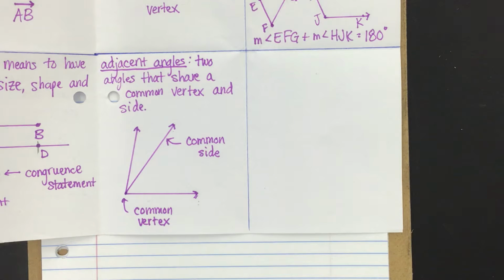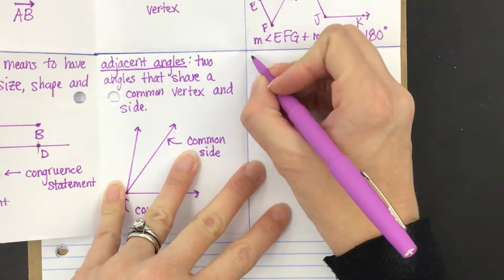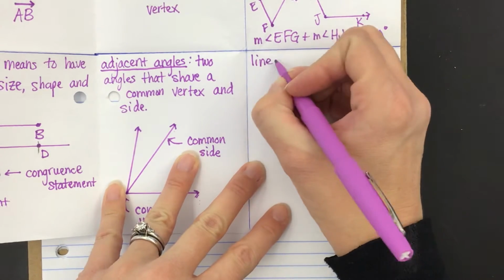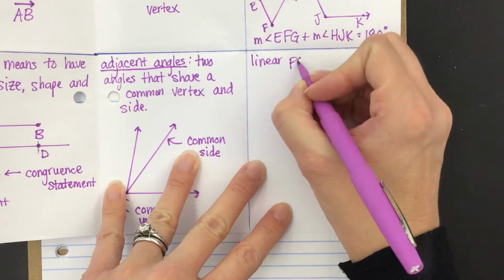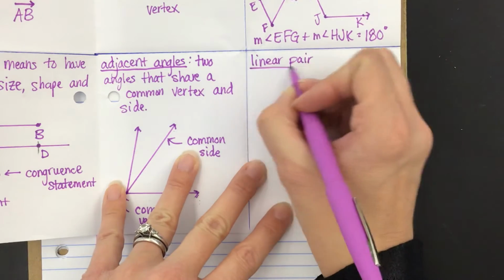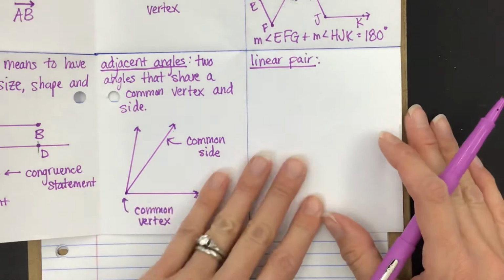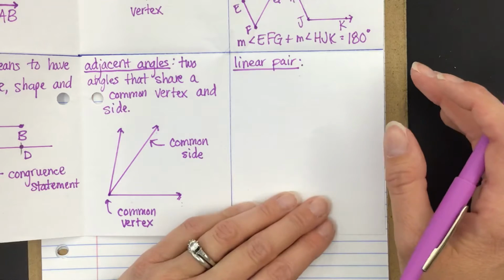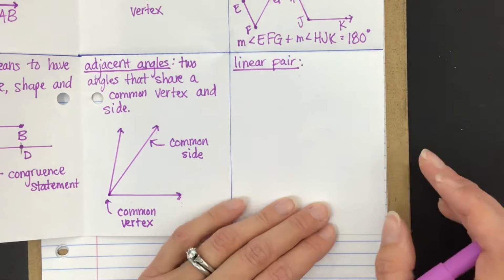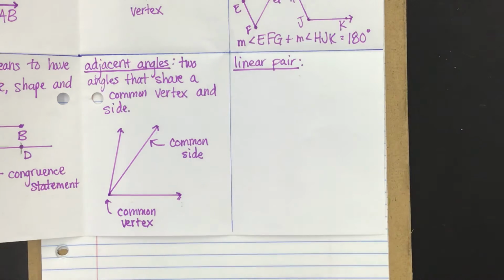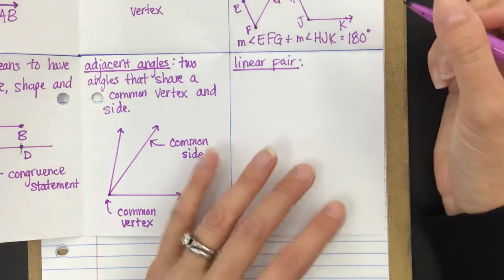Now, we're going to look next at special adjacent angles, and they're called a linear pair. Linear pairs are supplementary angles that are also adjacent. So they're like special supplementary angles. Okay, they're the ones that are connected to each other.